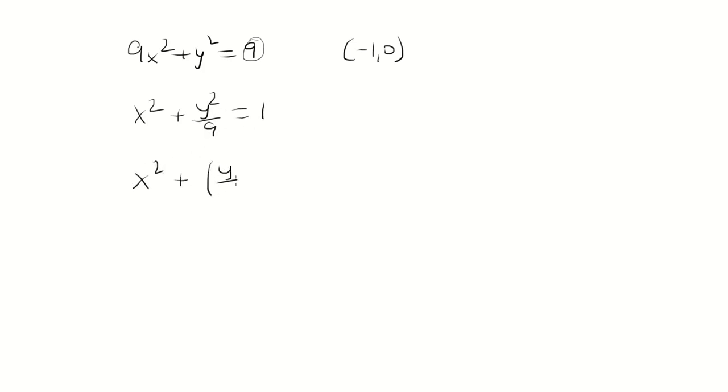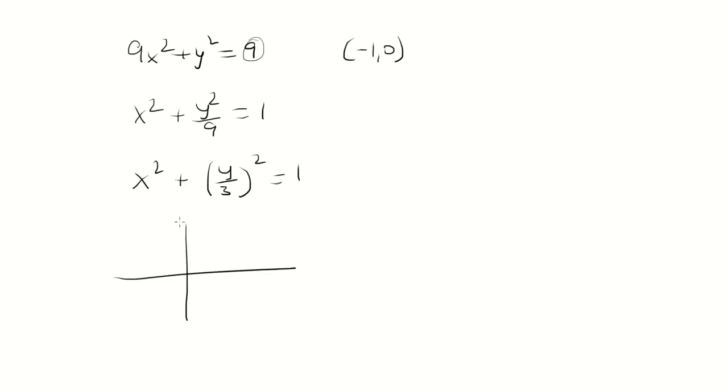Find the points on the ellipse 9x squared plus y squared equals 9 that are farthest away from the point -1, 0. Okay, so let's first get this in the proper form. We need to divide by 9 because we want this to equal 1. So we have x squared plus y squared over 9 equals 1, which I'm going to rewrite as y over 3 squared.